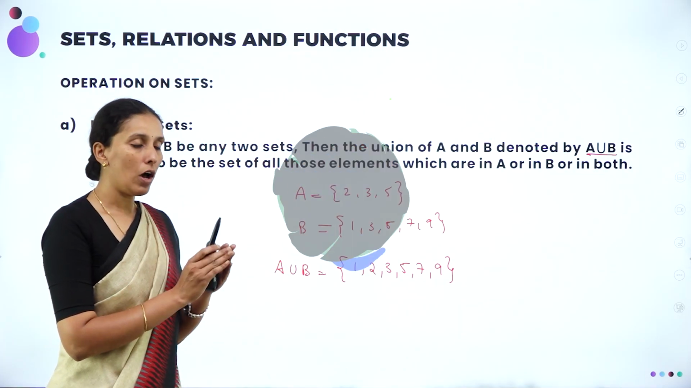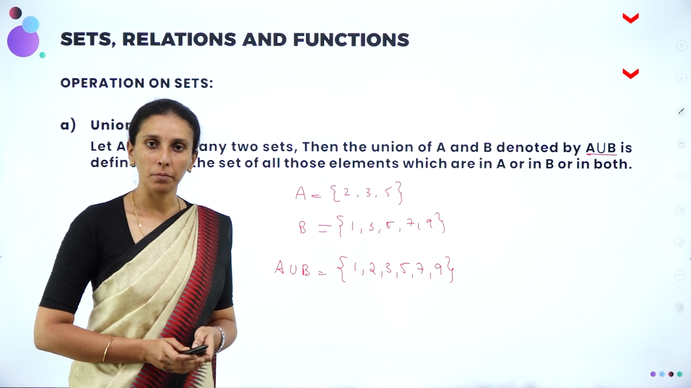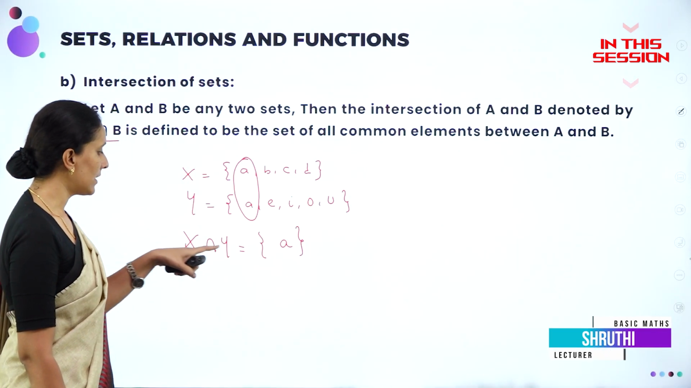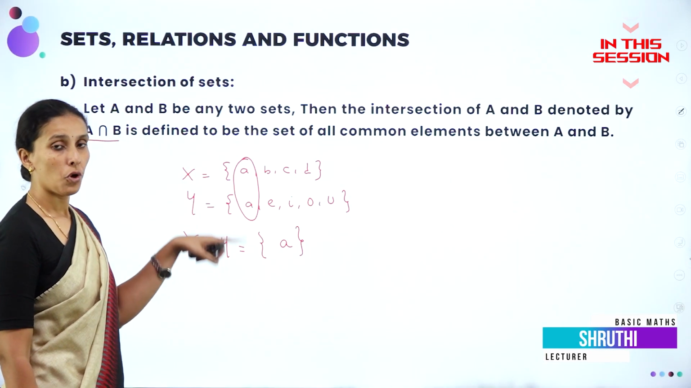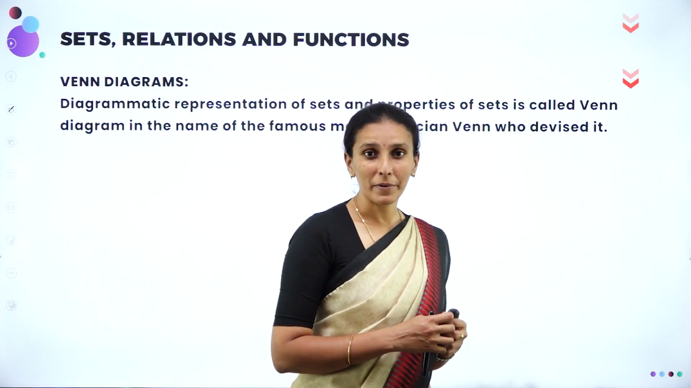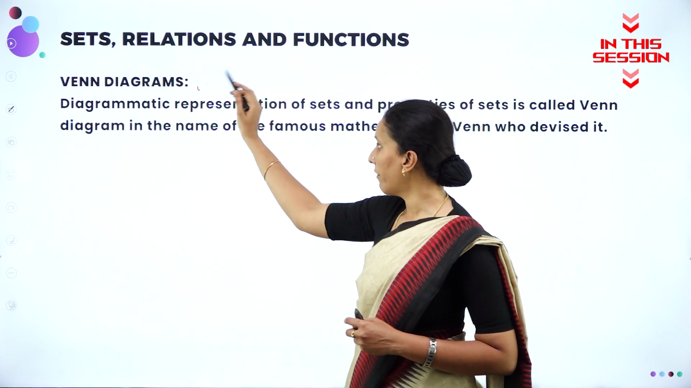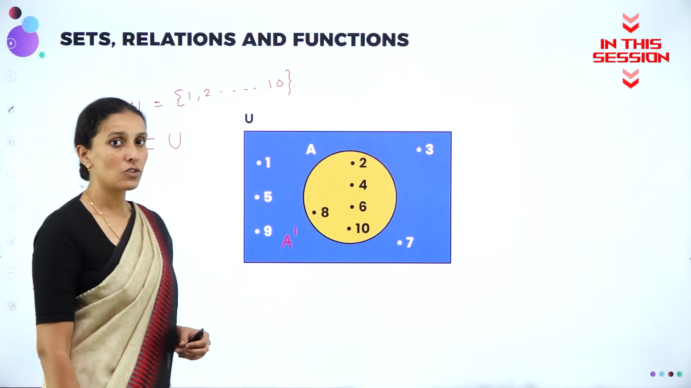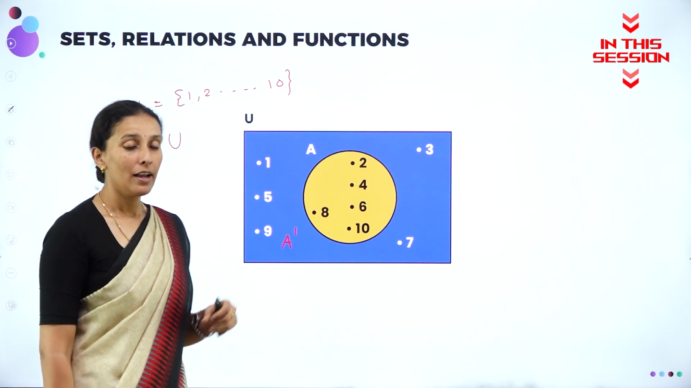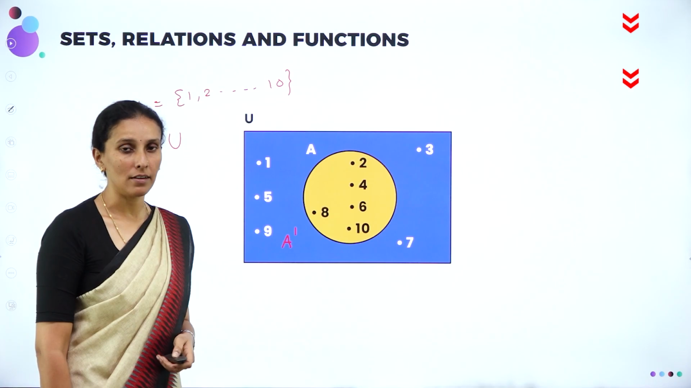The collection of all elements from A and B is nothing but A union B. Any element in the set X intersection Y will belong to both set X as well as Y. The diagrammatic representation of the operations on sets is given by the Venn diagram. The universal set is always represented by the rectangle and the other subsets of the universal set are represented by the circles.